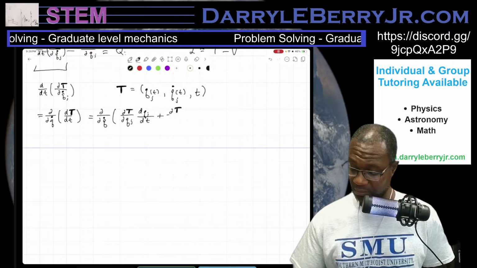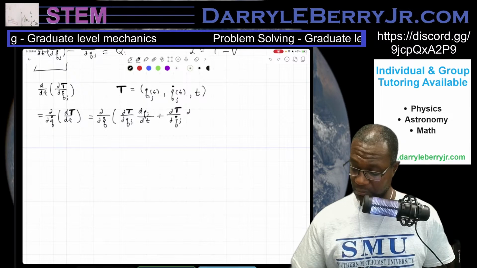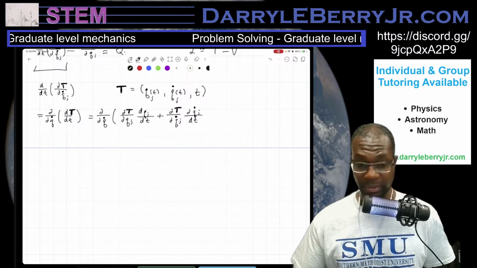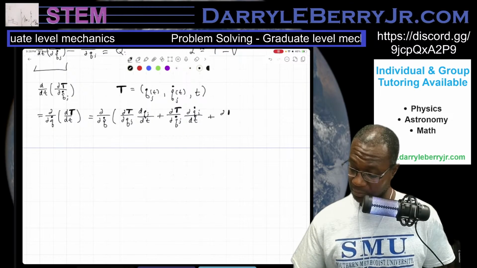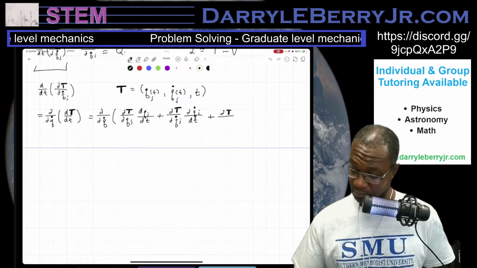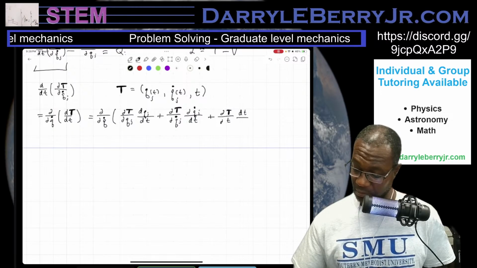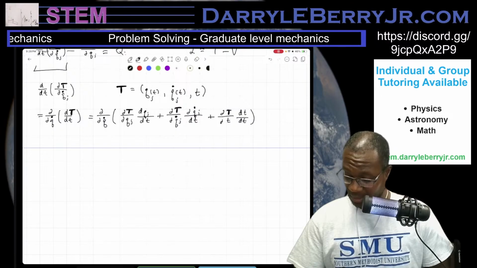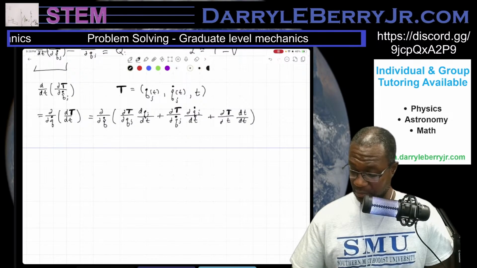We have partial t over partial q dot j and partial q dot j over dt. And then we have partial t over partial t and dt over dt. So this is how this extrapolates out. We know that this is just equal to 1.